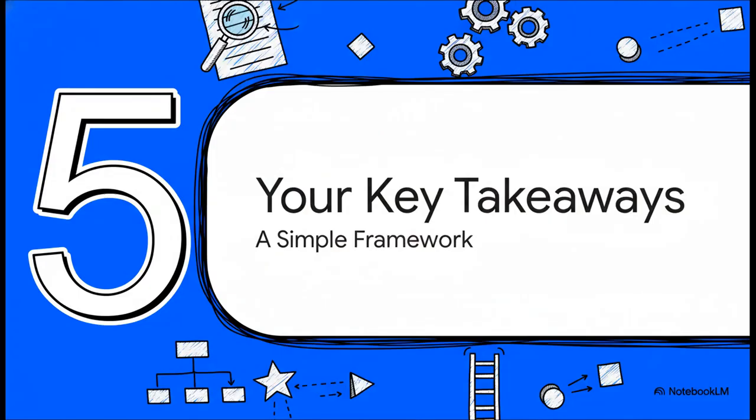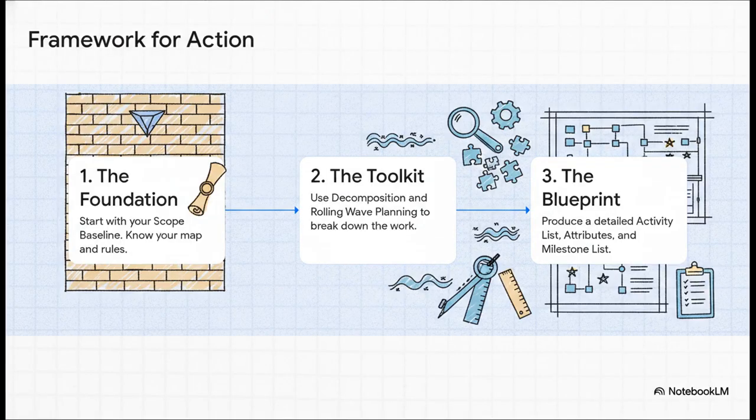Okay, let's bring it all home. I want to boil this all down into a simple, actionable framework that you can take with you and use on your very next project. It really comes down to this simple three-step model. First, the foundation. Start with your approved scope baseline. Know your map. Second, the toolkit. Use smart techniques like decomposition and rolling wave planning to break the work down. And third, the blueprint. Produce those three critical documents: your activity list, your attributes, and your milestones. That's your recipe for success.